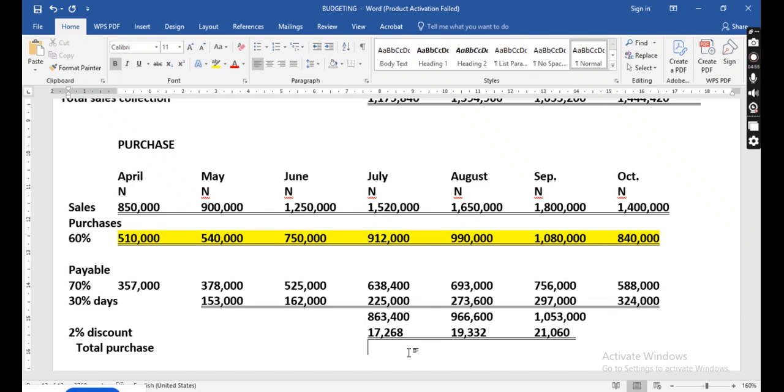Why? Is that the total purchase price? After we deduct the discounts, then we go to get the total purchases. No, we subtract it, 860. Okay? 17, each sale, 860. Each purchase in each month.